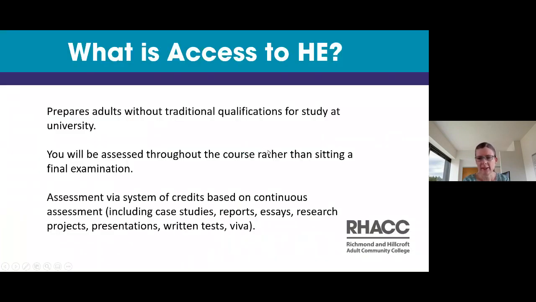So what is Access to HE? Well, an Access to HE course prepares adults without traditional qualifications for study at university. You will be assessed throughout the course rather than sitting a final examination. Assessment is via a system of credits based on continuous assessment, and that includes, for example, case studies, reports, essays, research projects, presentations, written tests, and vivas.